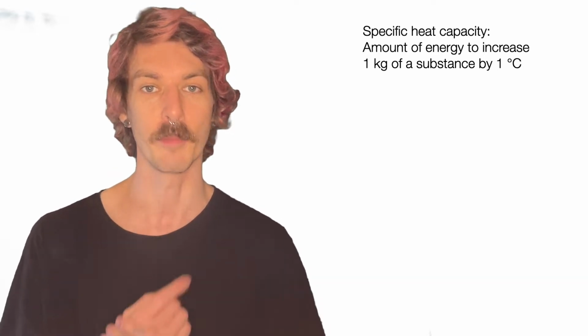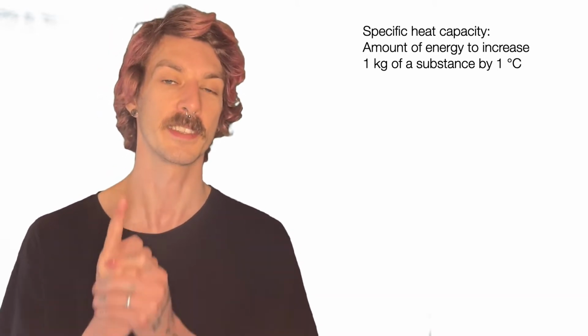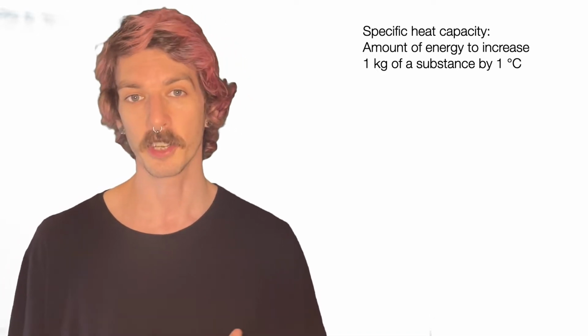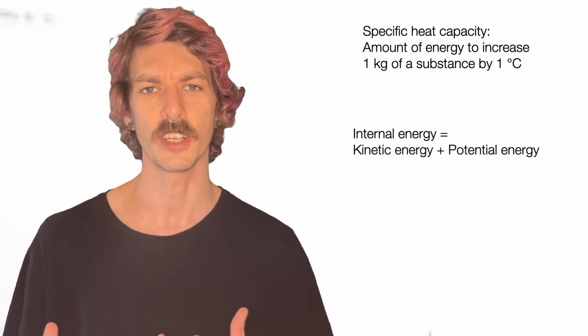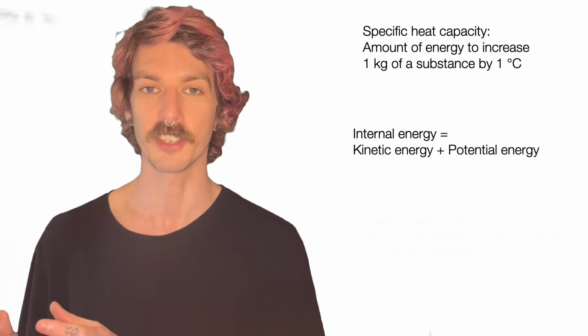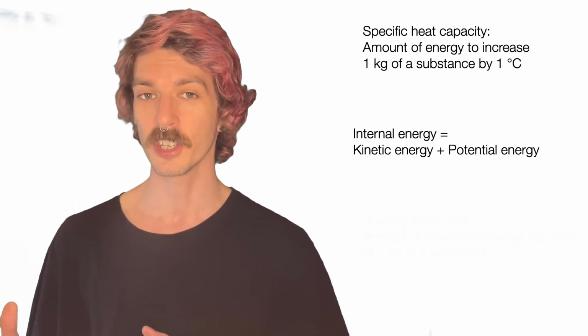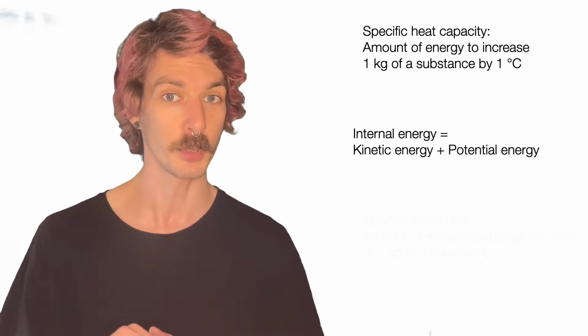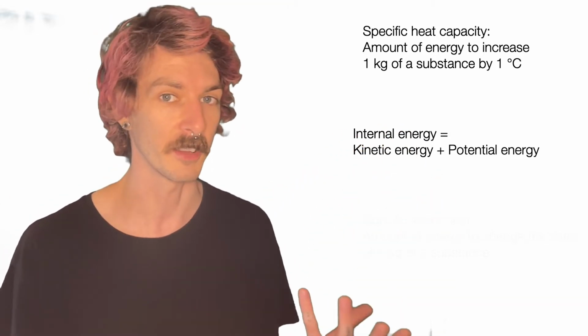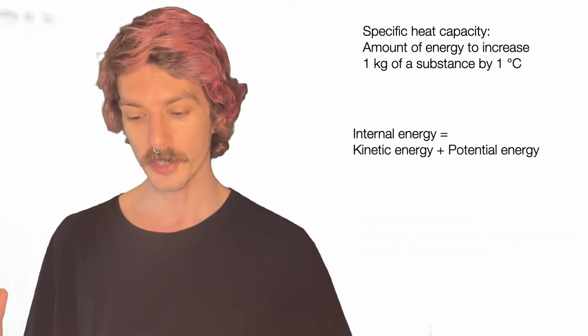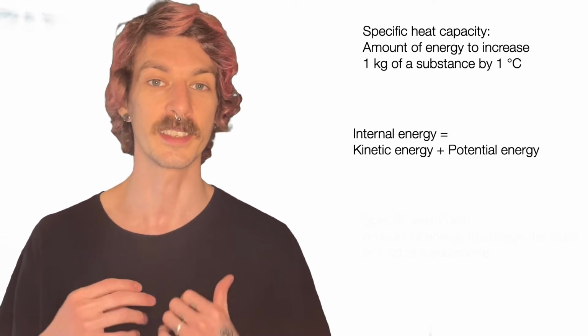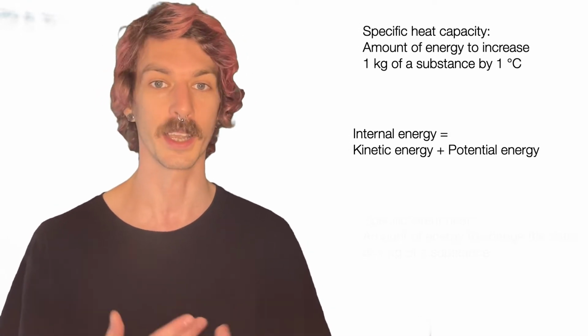In a previous video, we talked about specific heat capacity, the amount of energy you need to increase the temperature of 1 kilogram of a substance by 1 degree Celsius. In another video, we talked about how the internal energy of a substance is made up of the kinetic energy of the particles and the potential energy between the particles. The kinetic energy of the particles is related to the temperature, so this is related to the specific heat capacity, but the potential energy between the particles is related to its state of matter, solid, liquid, or gas.